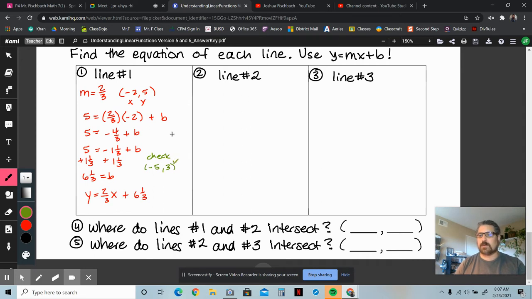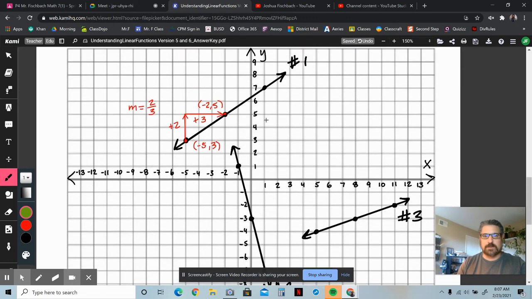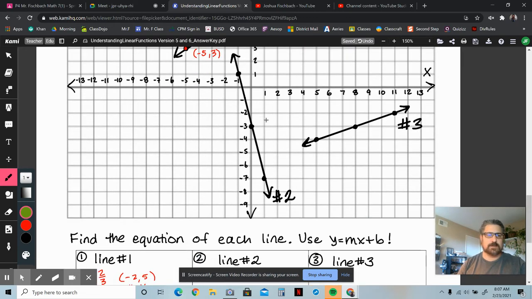All right, cool. Now let's do line number 2. For line number 2, this is going to be a negative slope because it's going down from left to right. So I think we can all see that. Let's pick blue for this one. Once again, start by identifying 2 ordered pairs on the line. So you've got negative 1, 1. And the other one that you've got here is, oh, cool. We have the y-intercept. That's awesome. So this one's actually really easy.